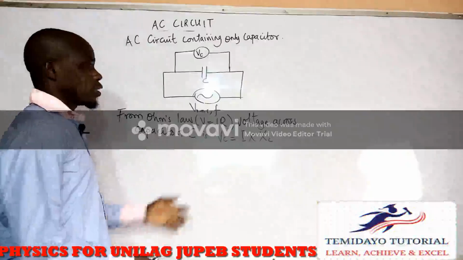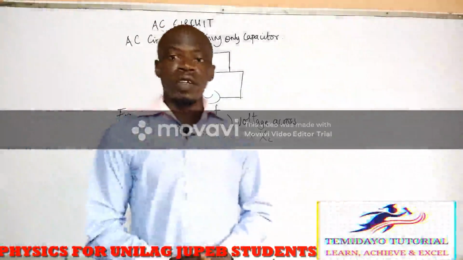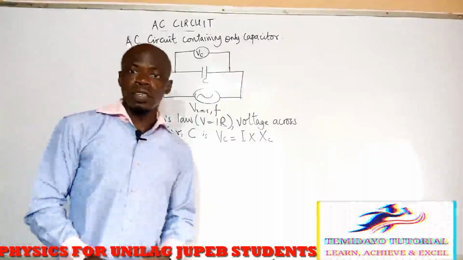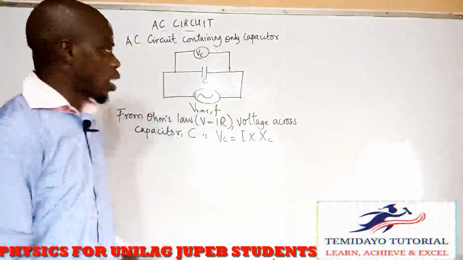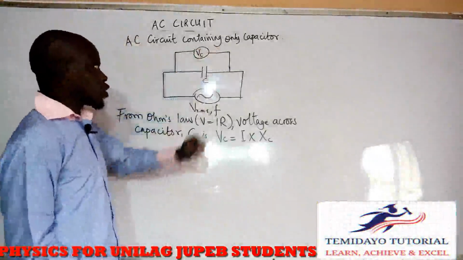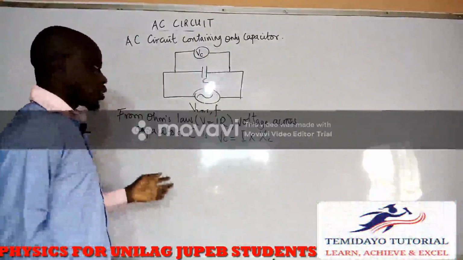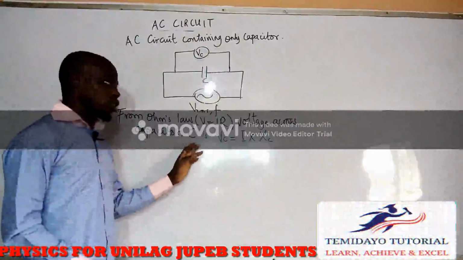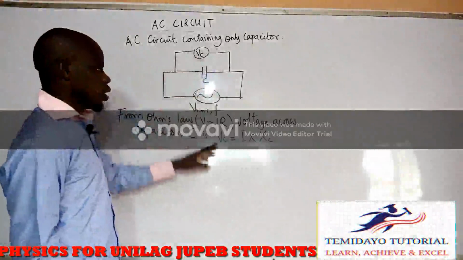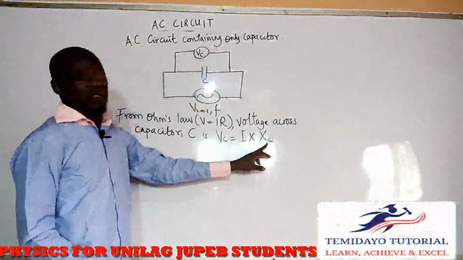When you are having an AC circuit that contains only a capacitor, we are still applying the same concept just as we have in the case of a resistor and also an inductor. In this case, you want to look at the capacitive reactance. For an AC circuit containing only a capacitor, we have that from Ohm's law, the voltage across the capacitor, which is VC, is equal to the current multiplied by the capacitive reactance.